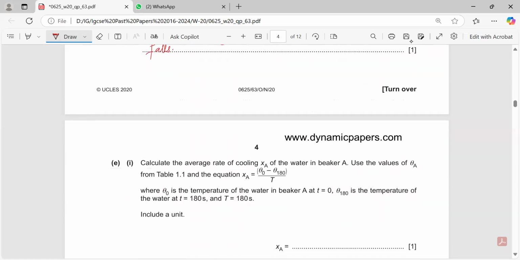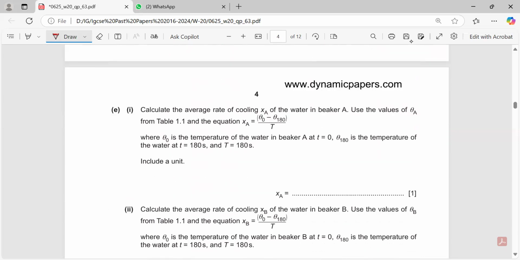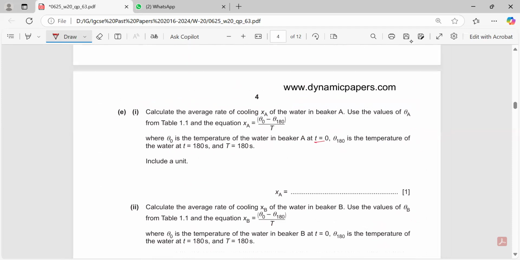Now next is calculate the average rate of cooling XA of the water in beaker A. Use the values of theta A from table 1.1 and the equation XA is equal to theta 0 minus theta 180 over T, and T is of course equal to 180 seconds. But the question is, what is theta 0? It is the temperature at T equal to 0, meaning the initial or starting temperature, and theta 180 is the temperature at time 180 seconds. So include a unit also.